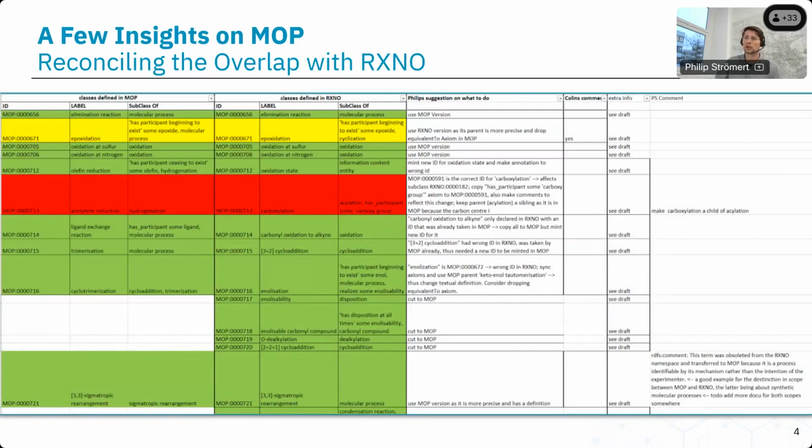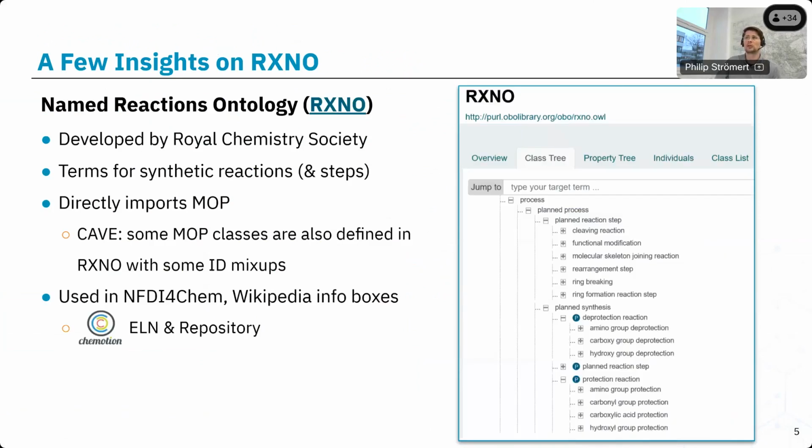Much is already done, but I need to go back into this and finish this up so that we can then migrate these two ontologies to ODK. So yeah, as I said, MOP is the basis for the named reaction ontology, as many of you probably know. And in there we have terms defined for synthetic reactions and reaction steps.